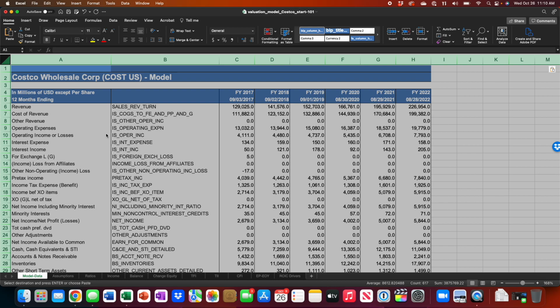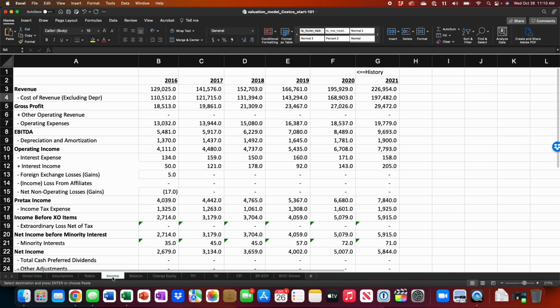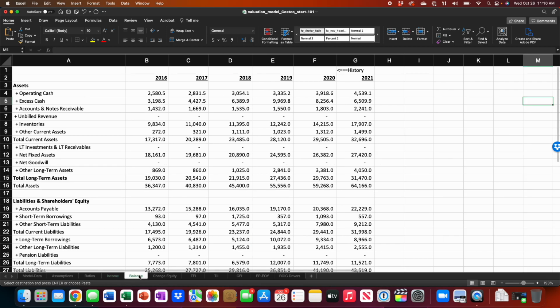Now, this model that we're going to start to build also starts with a series of other tabs. There's a tab called the Income tab. These are the standardized statements that we will be creating based on that raw material from the data we're exporting from Bloomberg. The next tab is called the Balance tab, which are the historical balance sheets, again, in a standardized format.